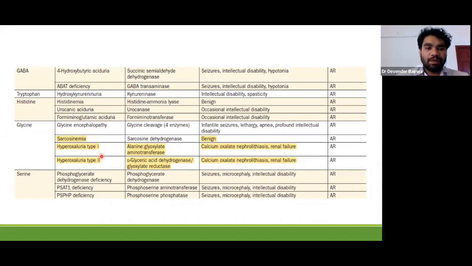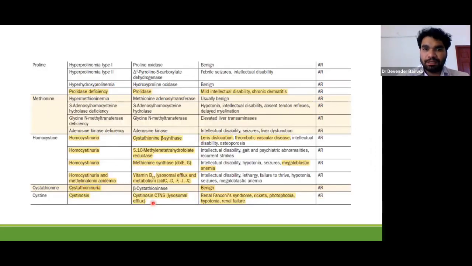Then we have hyperoxaluria type 1 and hyperoxaluria type 2. So basically, when glycine is getting metabolized in one of these steps, somewhere an intermediate that is being formed is oxalate, and when a defect is there, this oxalate can increase, leading to oxaluria. In both type 1 and type 2, you have calcium oxalate nephrolithiasis, and in the long term they can develop renal failure. Diseases associated with serine are not important as far as the exam is concerned.